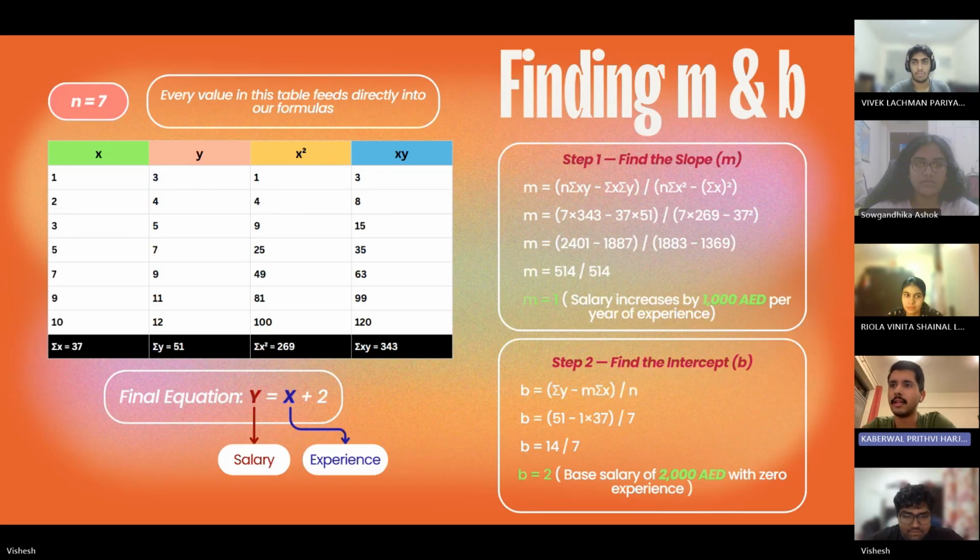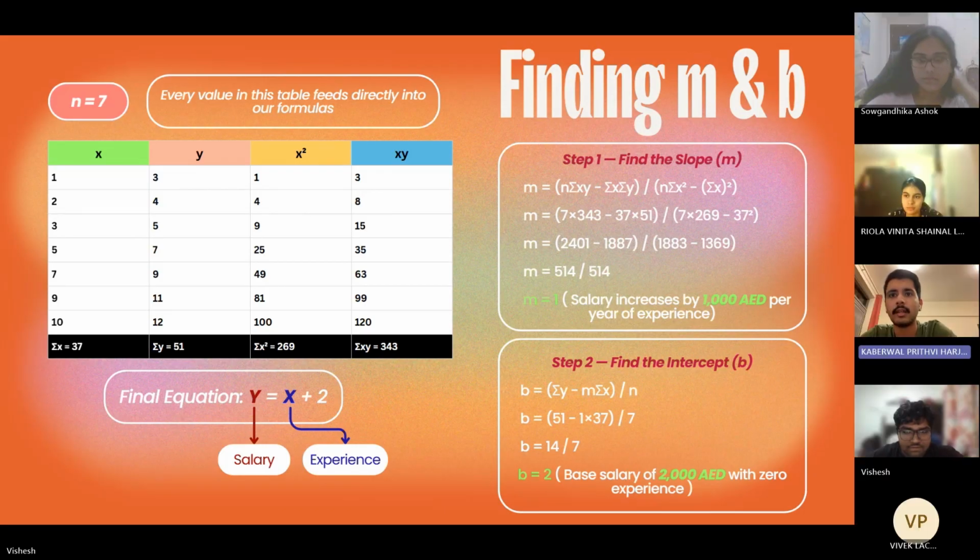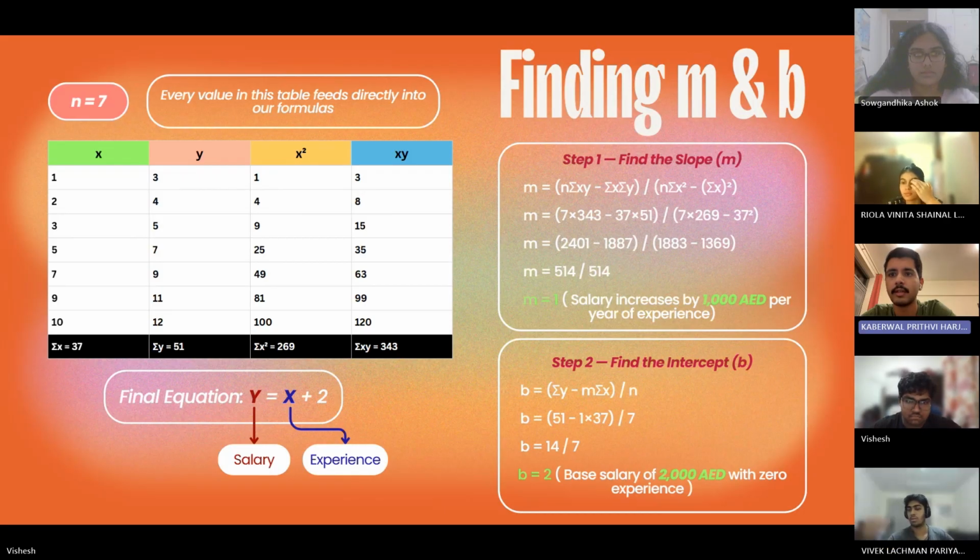So the next thing is finding m and b. On the left, you can see a table in which x, y, and then the new thing, which is x squared and xy, has been written. On the bottom of the table, we calculate the summation of x, which is 37, summation of y is 51, summation of x squared is 269, summation of xy is 343. We need the summation of all of these values for calculating m and b.